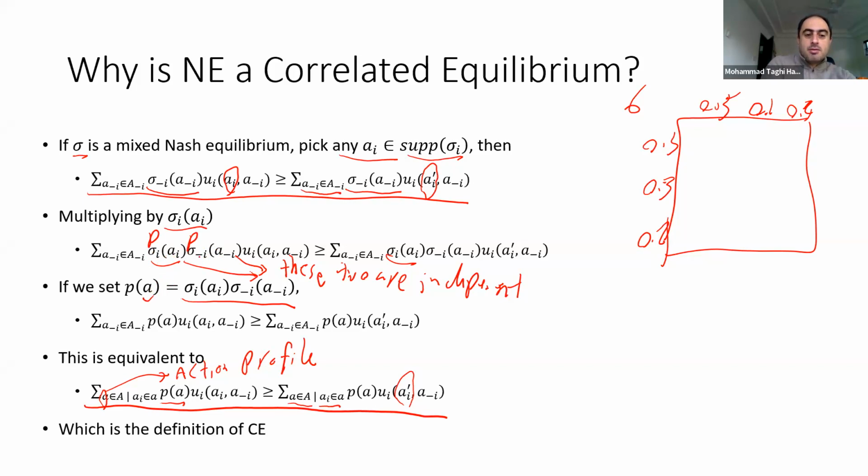the probability of action a_i times the probability of all others taking action profile a minus i. So in that case, because these two are independent, that is by Nash equilibrium, we can actually set essentially P equal to sigma.